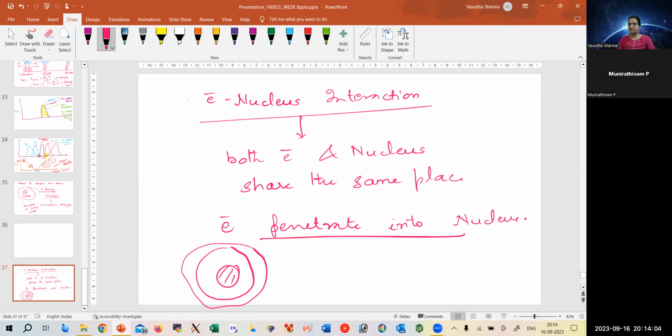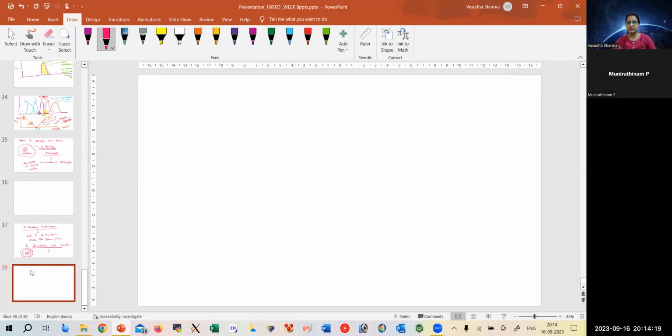So is there any possibility of the electron penetrating into the nucleus? Do you think that the electron can go into the nucleus? No, ma'am. Generally we see that it will not. That's the case that we read about. But there is some possibility from the radial density function.